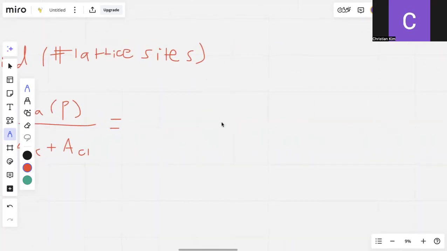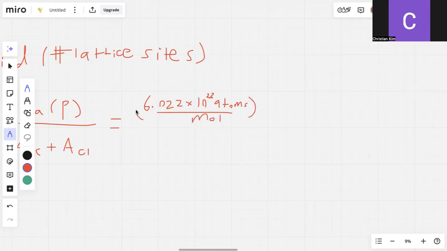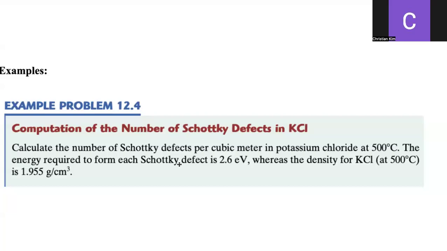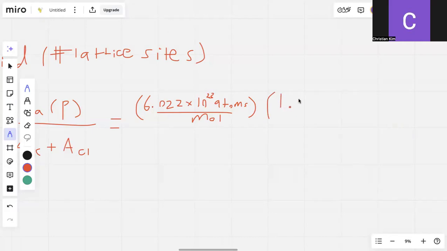So let's calculate this now, shall we? N_A is just Avogadro's number, which is going to be 6.022 times 10 to the 23rd atoms per mole. So that is the first part of that. And then that's going to be multiplied by the density, which we are given to be 1.955 grams per centimeter cubed.